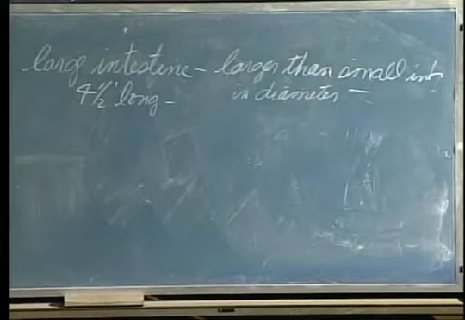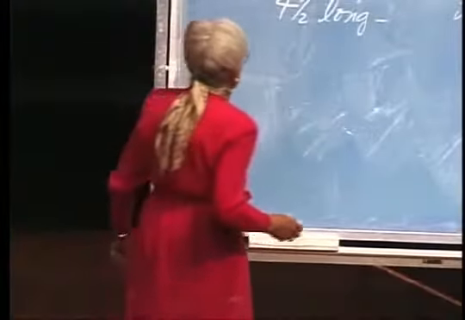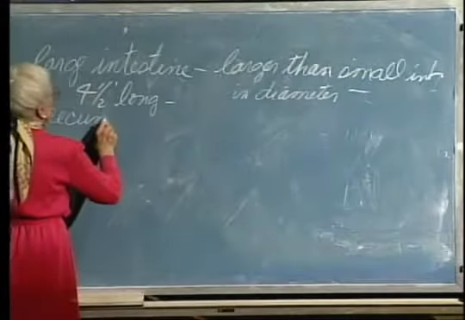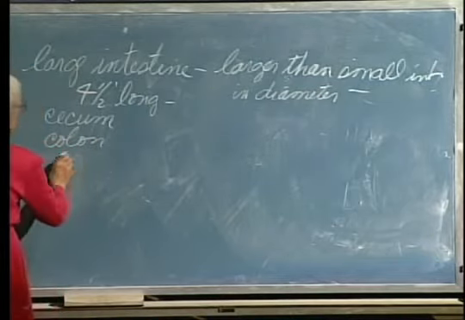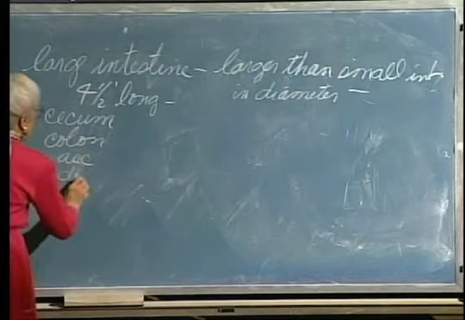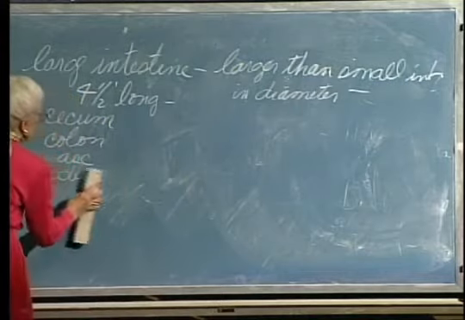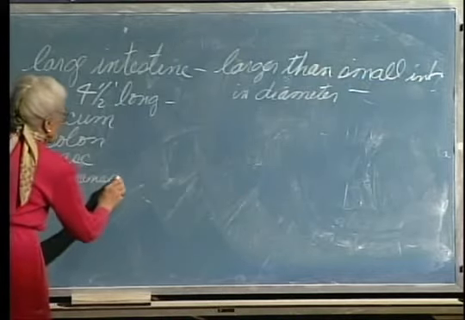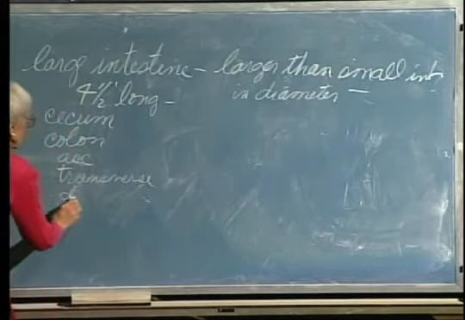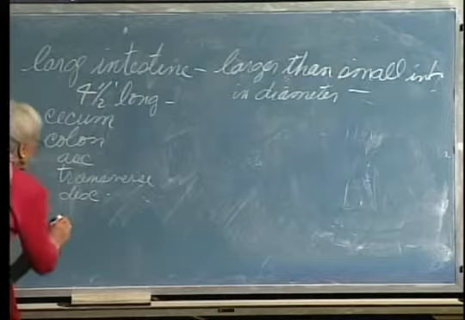Now, what can we say about the large intestine? It has several parts. First, we'll just list them. The cecum, the colon, and it's the colon that has its various parts. It has the ascending part, the descending part, and no, we've got to put a transverse part in first. A transverse, then a descending, and then what's the last part? Sigmoid.